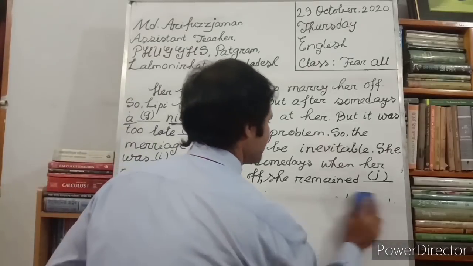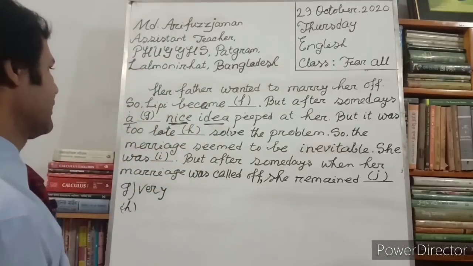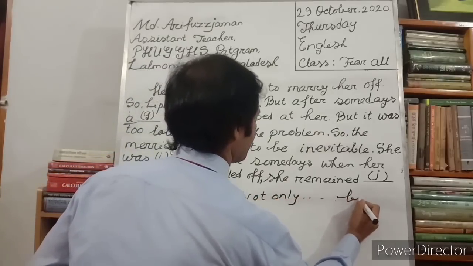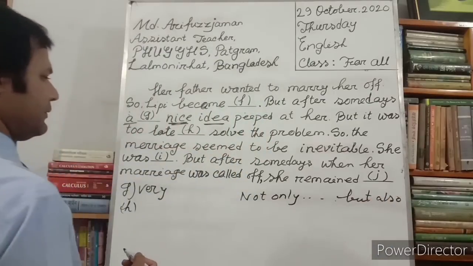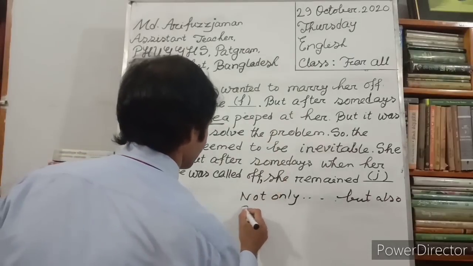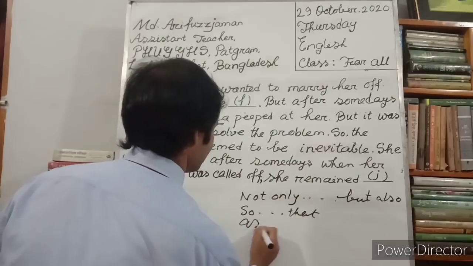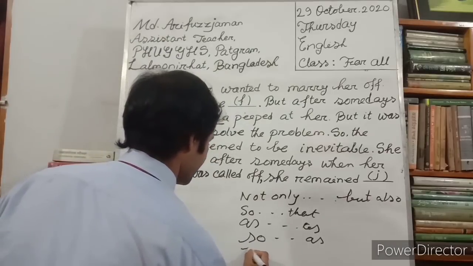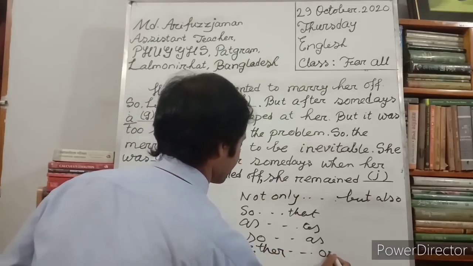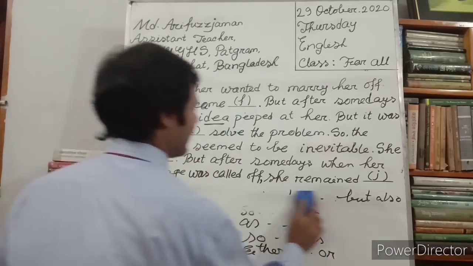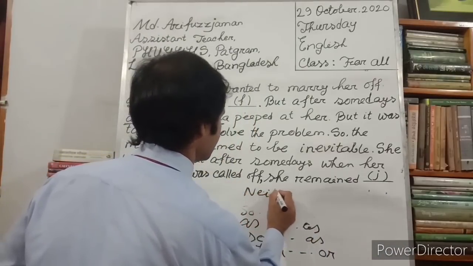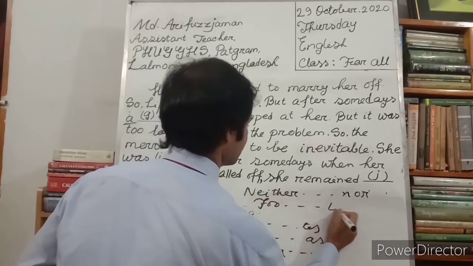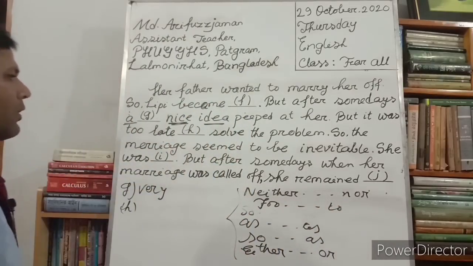Some time ago, I mentioned pair conjunctions and correlatives like not only, but also. There are some correlatives or pair conjunctions: so that, as, as, so, as, either, or. Same way, neither, nor. Two, two. So these are correlatives or pair conjunctions.